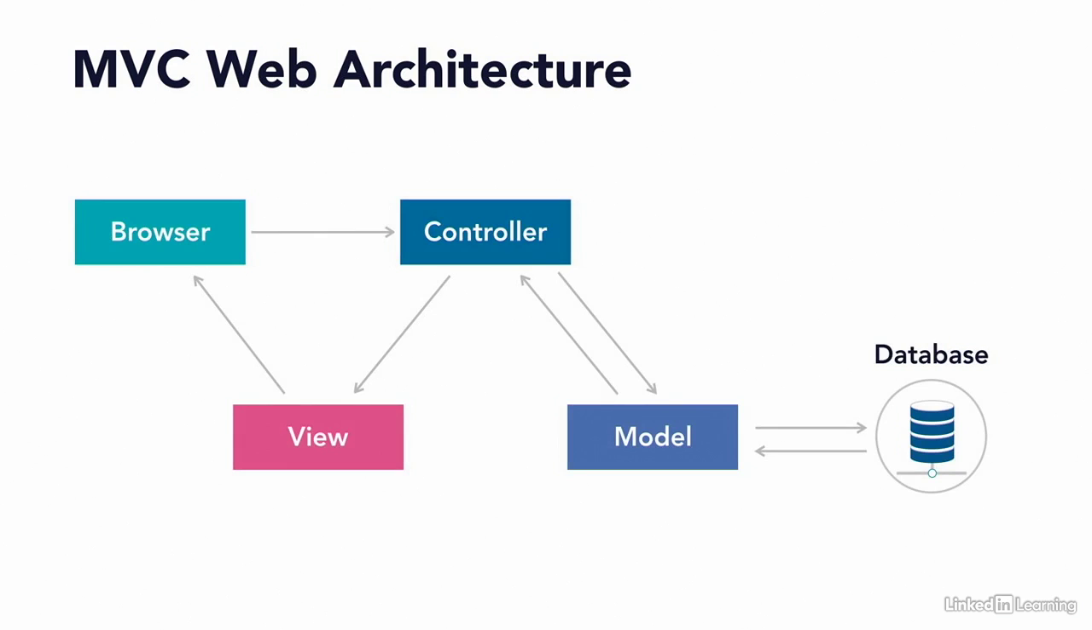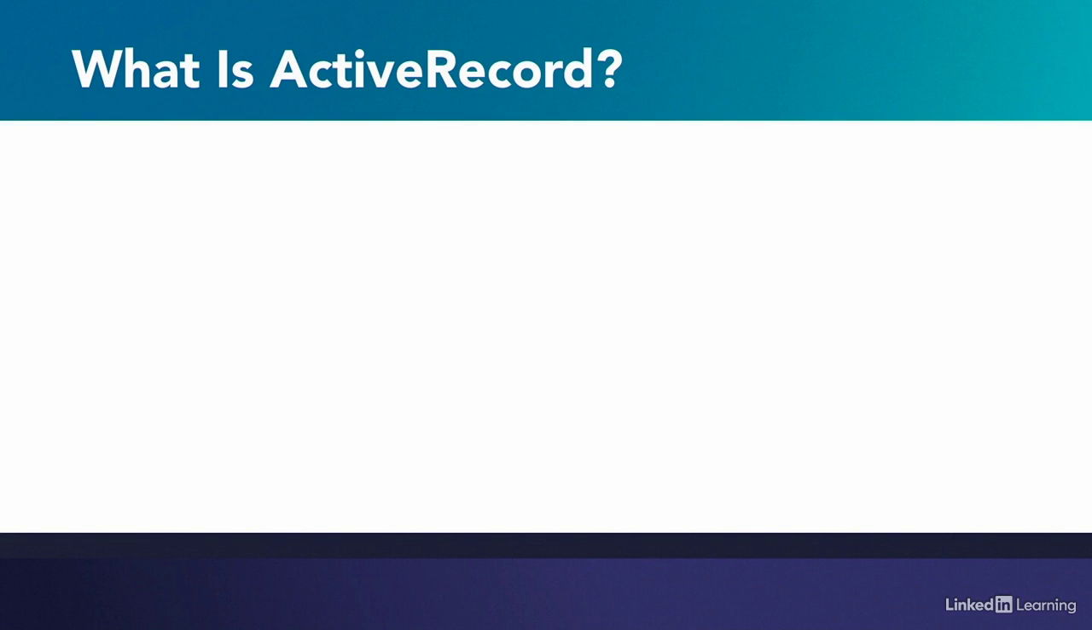In the last chapter, we generated a model, which generated a corresponding database table at the same time, but we haven't actually talked about how the models work. So that's what we're going to do in this chapter. And to do that, we need to first understand active record.